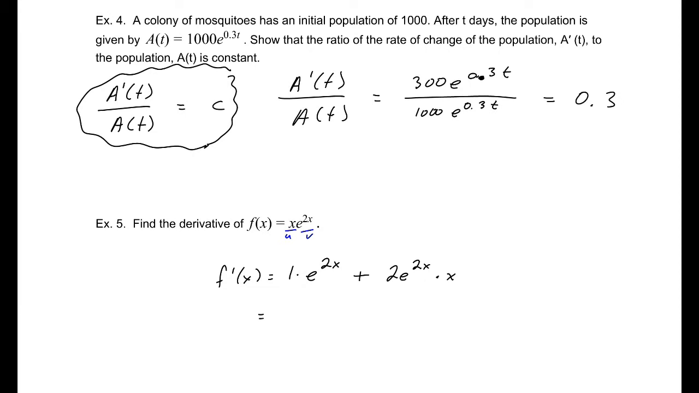Let's go ahead and factor this. Let's take an e to the 2x out of both terms. So we have 1 plus 2x. And that is our derivative in its simplest form.